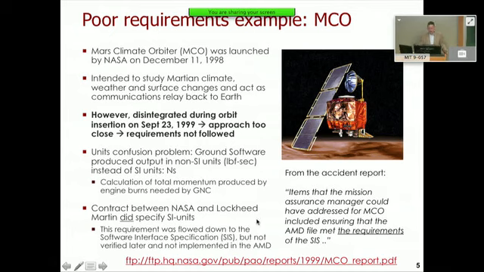And here's a quote from the accident report. Items that the mission assurance manager, whose role is to make sure the requirements are actually followed, and which didn't exist for this mission, there was no mission assurance manager on the MCO mission, included ensuring that the AMD file, which is one of the files put out by the propulsion system, met the requirements of the software interface specification, and that did not happen. So that was the root cause there.